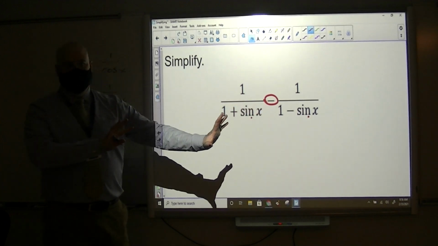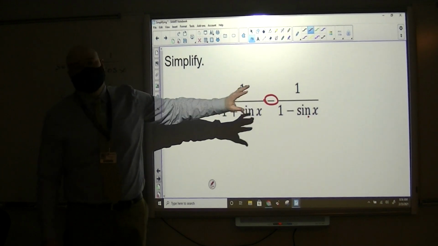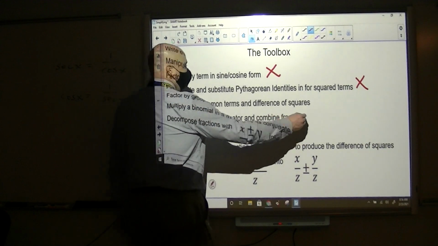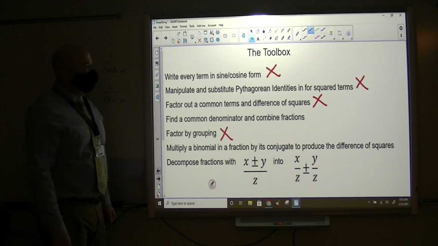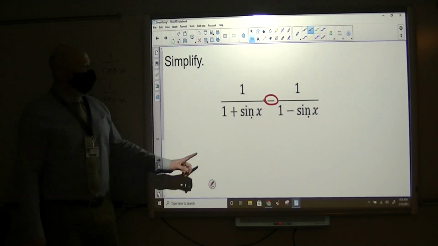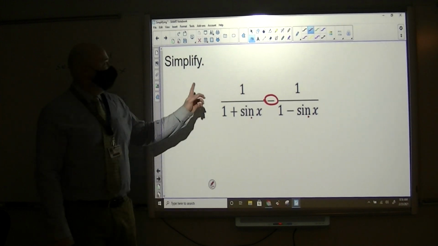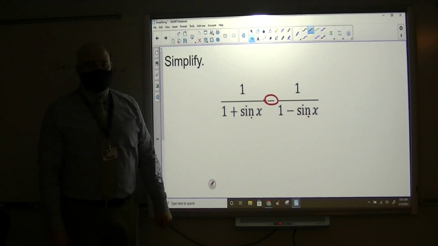We just don't. If there's a fraction like this, or a rational expression in the problem, we're not going to factor. Okay? So that means we can get rid of this. That means we can get rid of this. What about finding a common denominator and combining fractions? They don't have a common denominator, but simplifying this problem might mean combining these two fractions together.